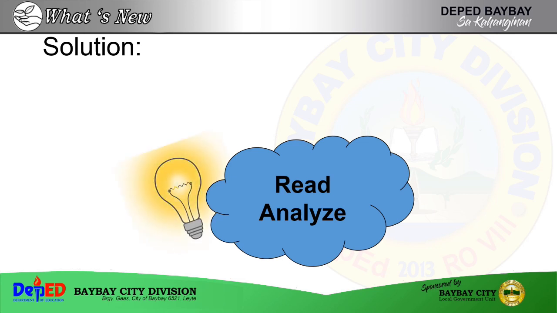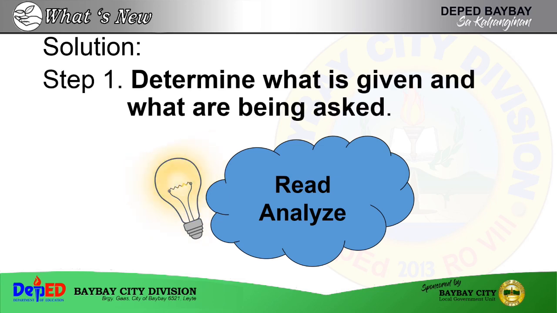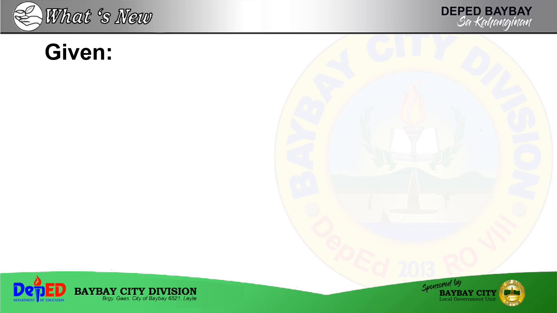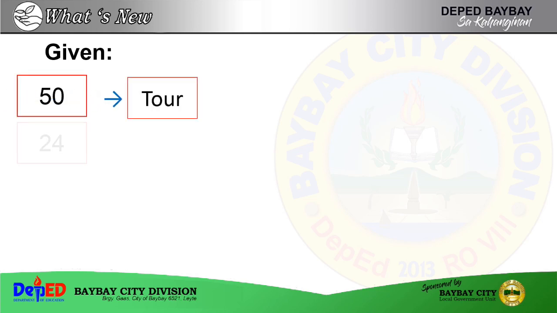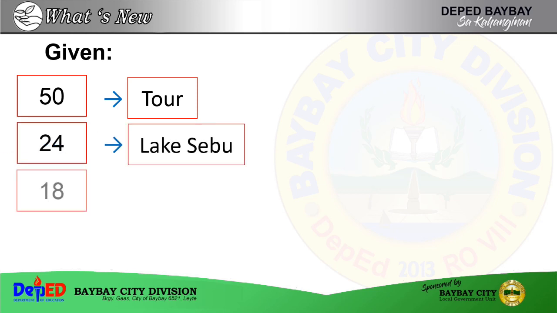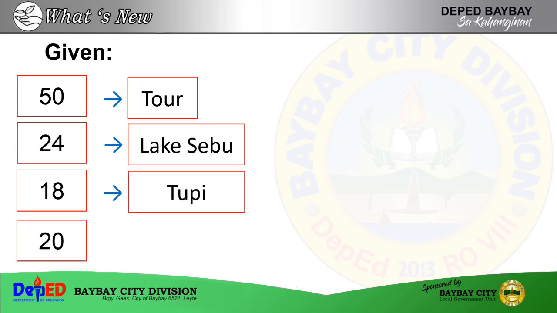Determine what is given and what is being asked. So for the given, there are 50 students who went for a tour. There are 24 students who visited Lake Cebu. There are 18 students who went to Tupi. There are 20 students who went to Koronadal City.